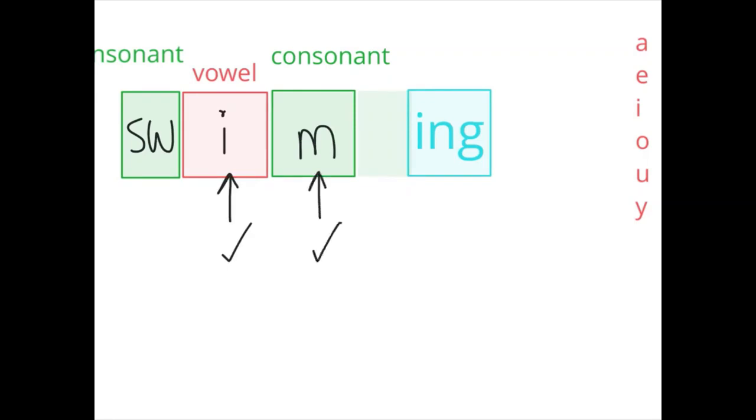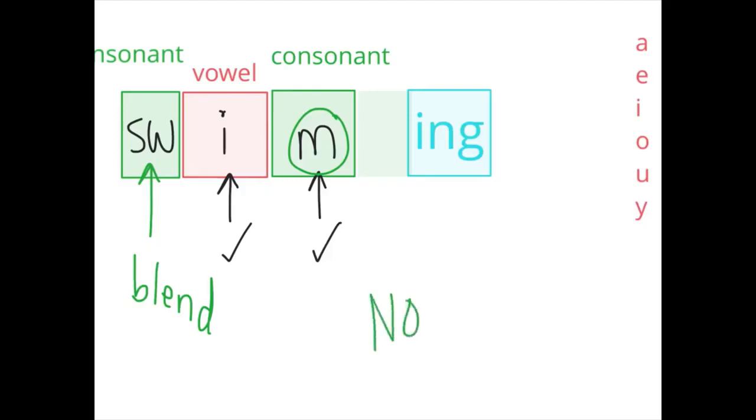But here's my question for you. Does this matter that there is a blend at the beginning? Does that mean that we will not double this final M? The answer is no. It does not mean that. We do not care about what is at the beginning of the word. We're only looking at the vowel box and the consonant at the end.